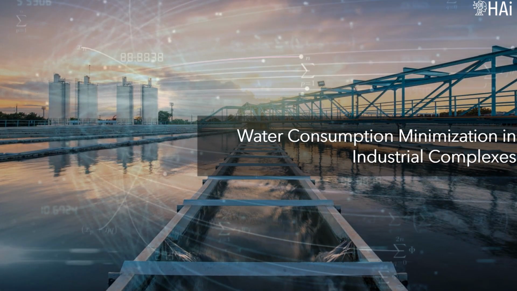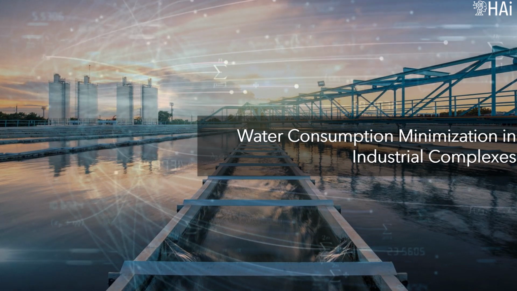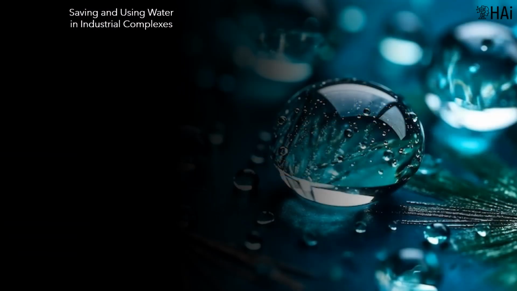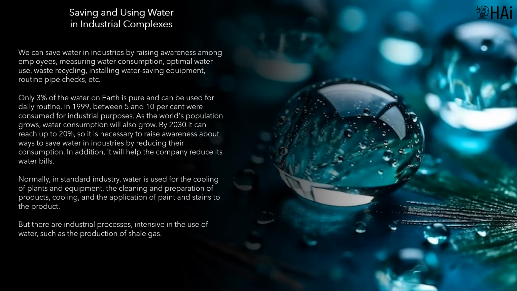Water consumption minimization in industrial complexes. Saving and using water in industrial complexes. We can save water in industries by raising awareness among employees, measuring water consumption, optimal water use, waste recycling, installing water-saving equipment, routine pipe checks, etc.